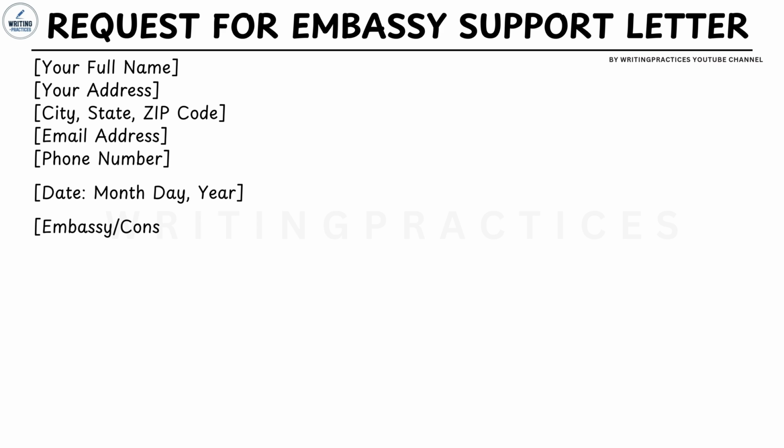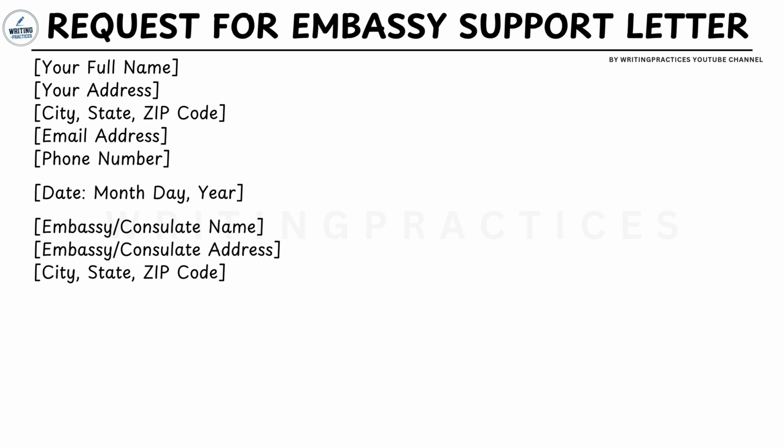Recipient's information. Next, address the letter to the relevant embassy or consulate, including its name and address. For example, Embassy of Country Name, 789 Diplomatic Avenue, Washington, D.C. 20001. This part ensures your letter reaches the appropriate office. If possible, verify the exact name of the embassy or consulate you're contacting to maintain a professional tone.